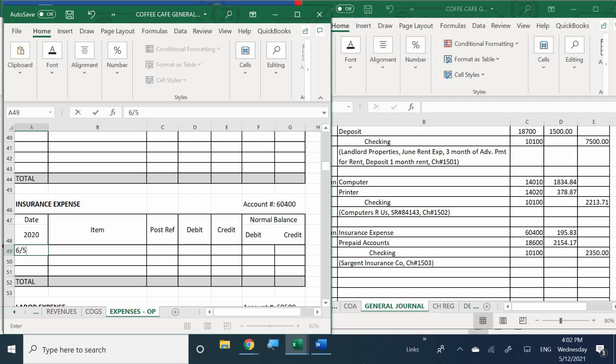And I can indicate the date, and I'm going to go ahead and say insurance for June. Post reference General Journal 1, and once again, it's for $195.83. And again, because this is your very first entry in here, your beginning balance is going to reflect the same on the debit side.